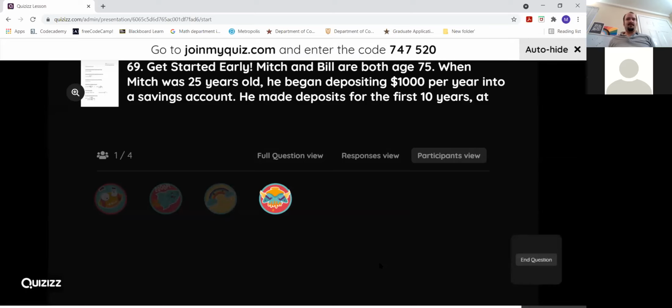So basically, we're comparing someone that did a savings account for 10 years and then just fell asleep for 40 years versus someone that did a savings account for 30 years.